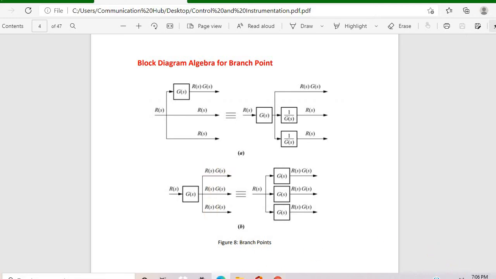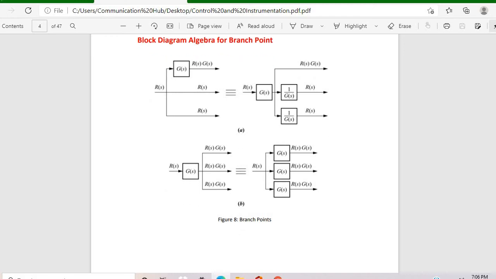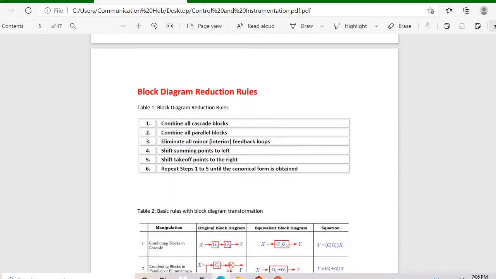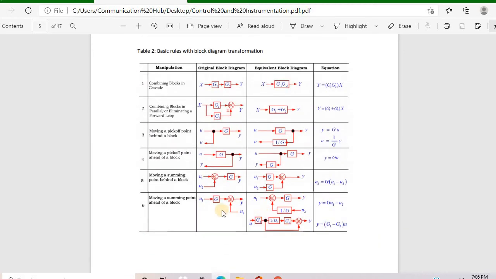So this is the way you can do the block diagram algebra. Now look here, there are some other examples. For example, combination and block cascaded, so you just have two blocks, you just need to multiply here. If there's a parallel block, you just add here.